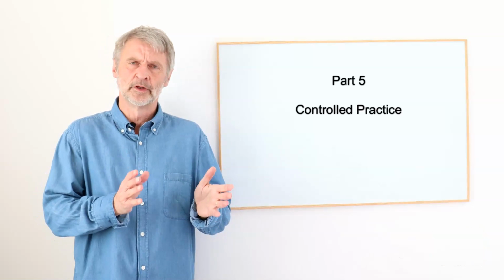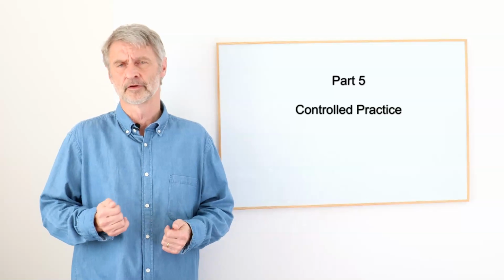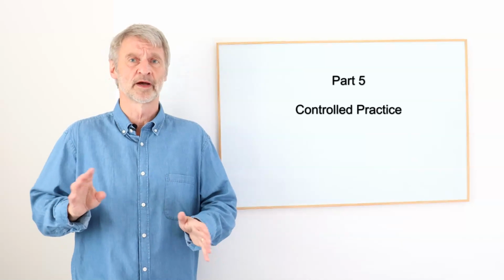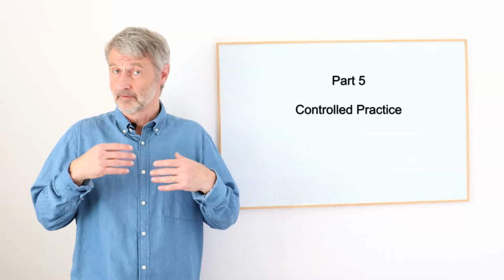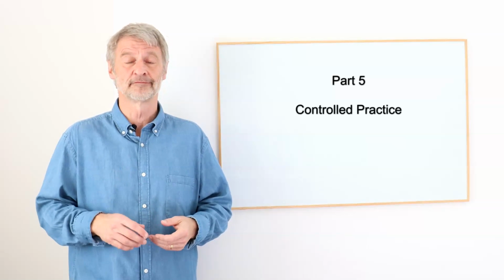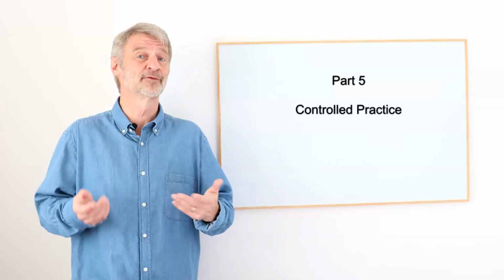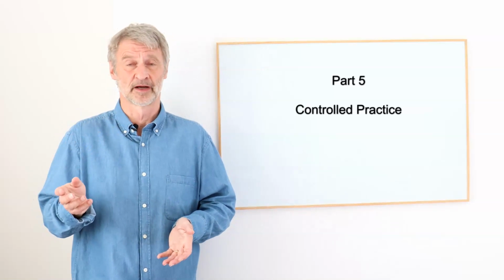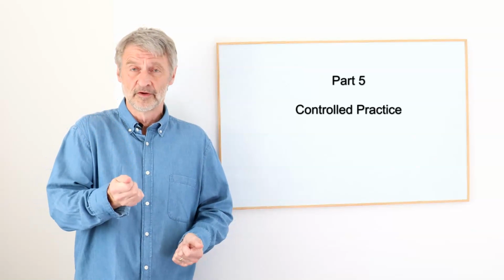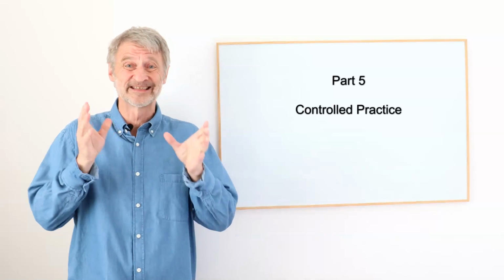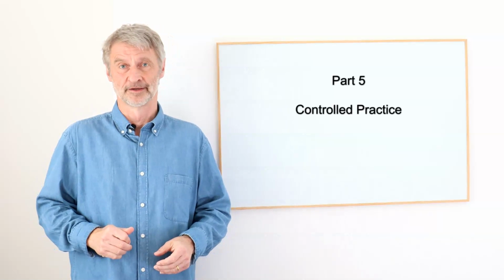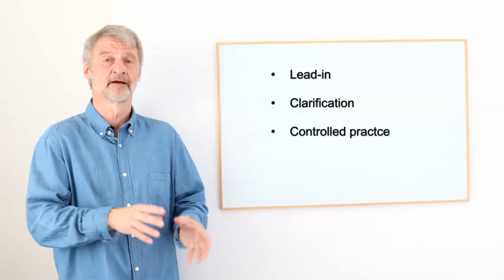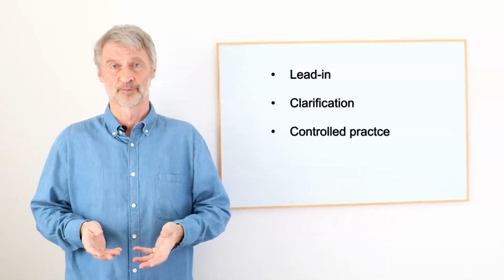In part 1 we looked at the lead-in stage for a grammar lesson. And in parts 2, 3 and 4 of the series we looked at 3 different ways of clarifying grammar. You can use any of these 3 depending on the level, the student's learning preferences and the grammar that you're teaching. The next logical stage would be to provide accuracy practice, or to give an opportunity for students to apply, practice and cement what they have just learned. And that means we have the stages of lead-in, clarification and then controlled practice.